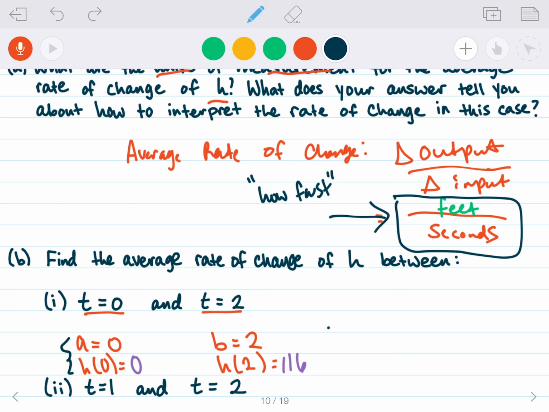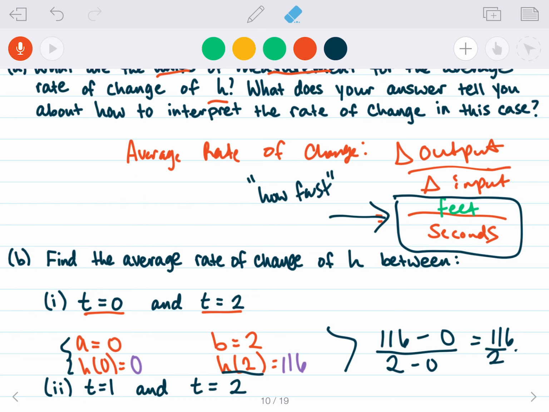So our formula tells us f of b, which in this case I'm calling h. h of 2 is 116, so ending output minus beginning output is 116 minus 0, h of 2 minus h of 0, over b minus a. So 2 minus 0 is 116 over 2, which simplifies down to 58.